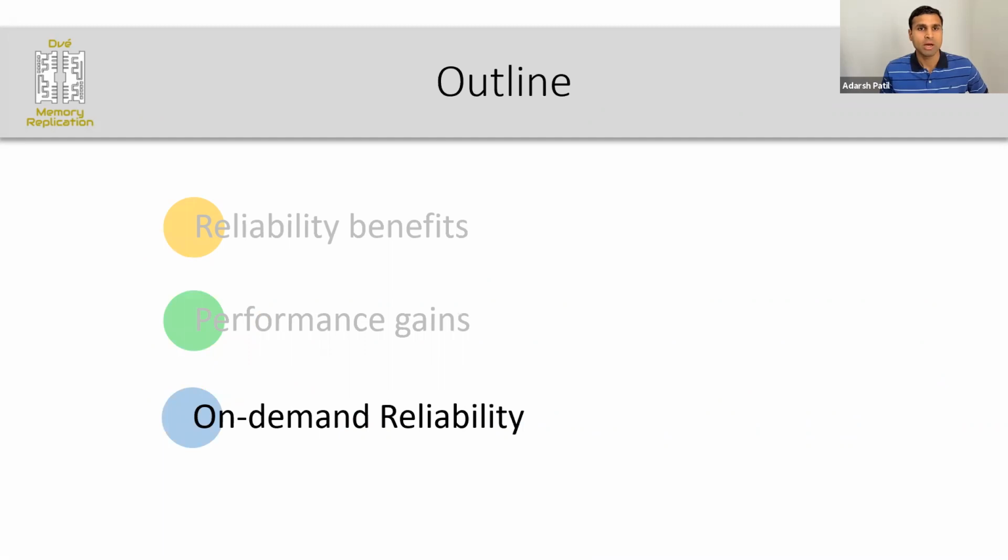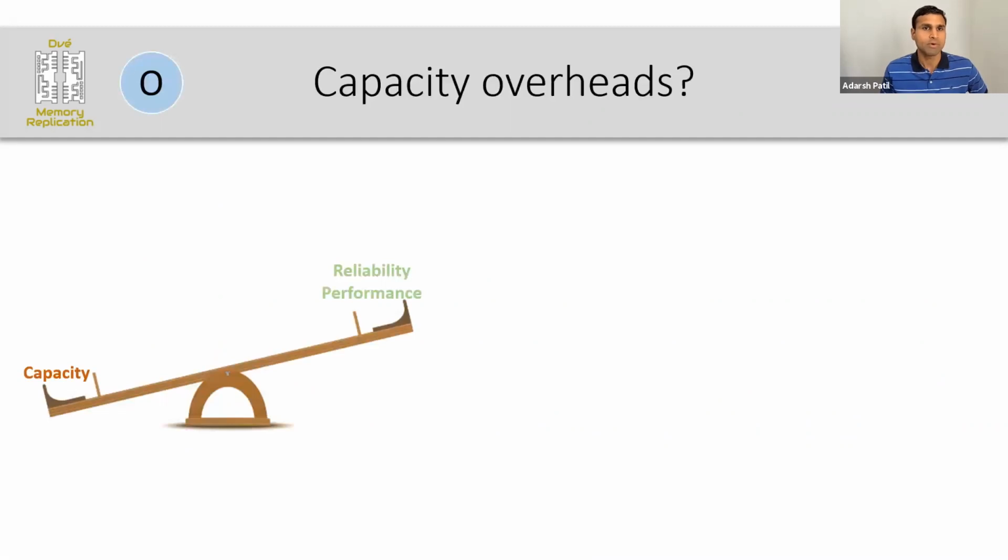Finally, we explain how DWE provides the reliability and performance benefit on demand. The need for on-demand reliability arises from the natural trade-off in DWE's replication scheme. That is, DWE inevitably incurs 2x capacity overhead to provide the reliability and performance benefit, as opposed to the 25% that is incurred by today's state-of-the-art DDR5 reliability schemes.